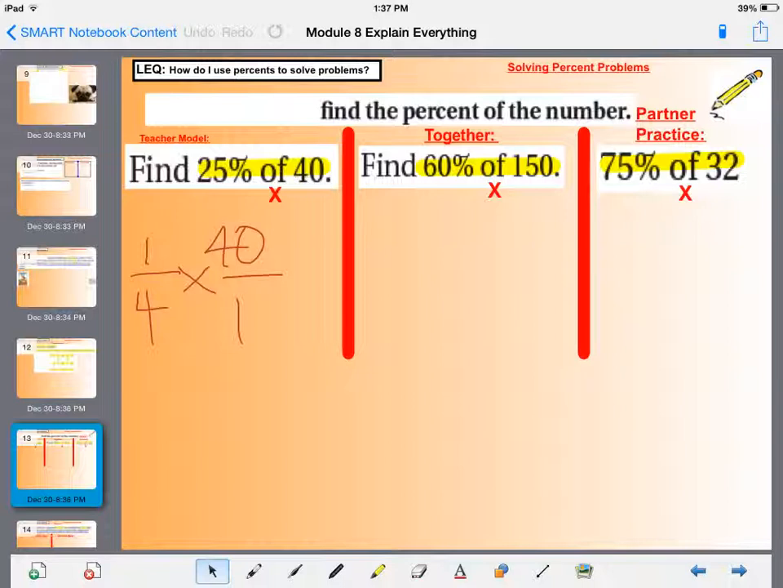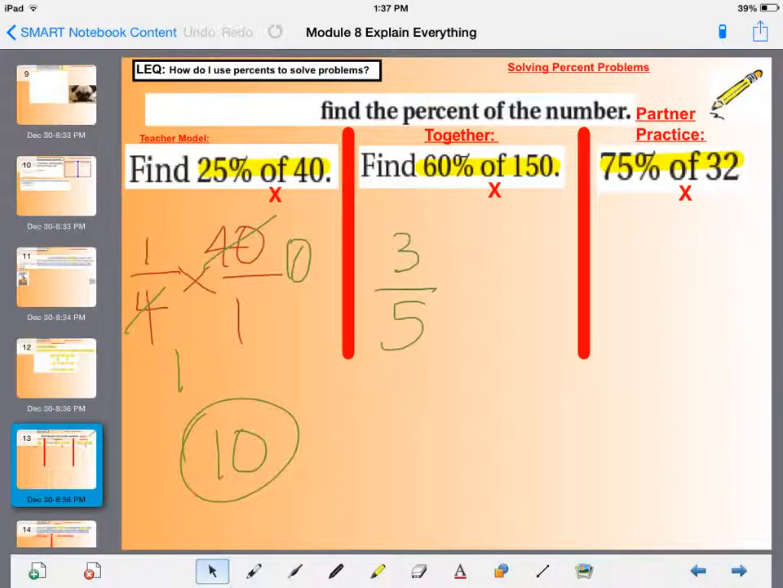We now can simplify. 4 goes into 40 10 whole times, and so 25% of 40 is 10. We'll do the same thing with 60% of 150. We can set this over a fraction. As a matter of fact, I think it's easier to set this up as a fraction, but in simplest form. So the easiest way we could do this is 3/5, which represents 60%, of 150 over 1. Because now we can simplify.